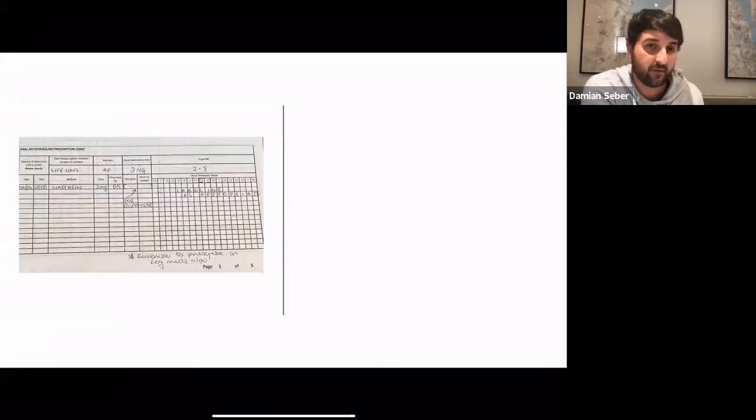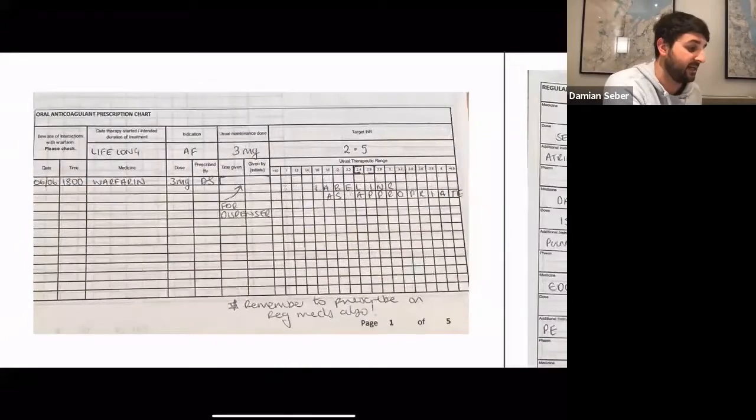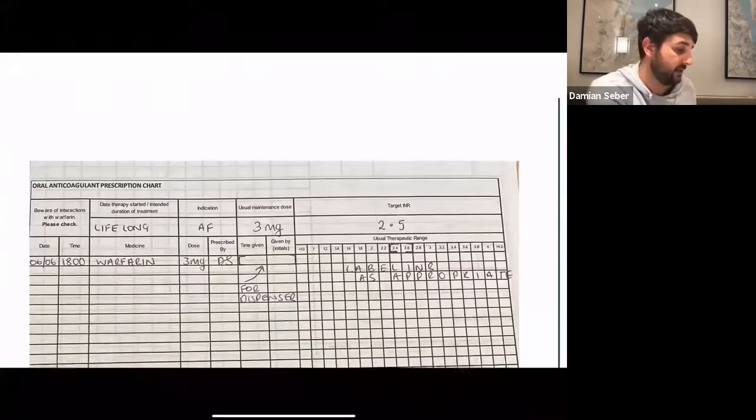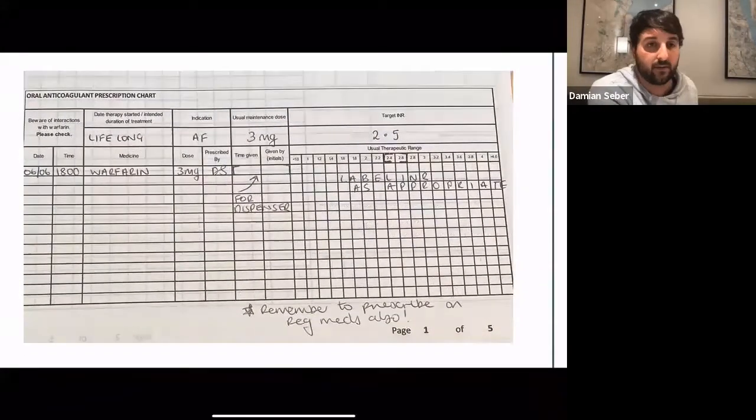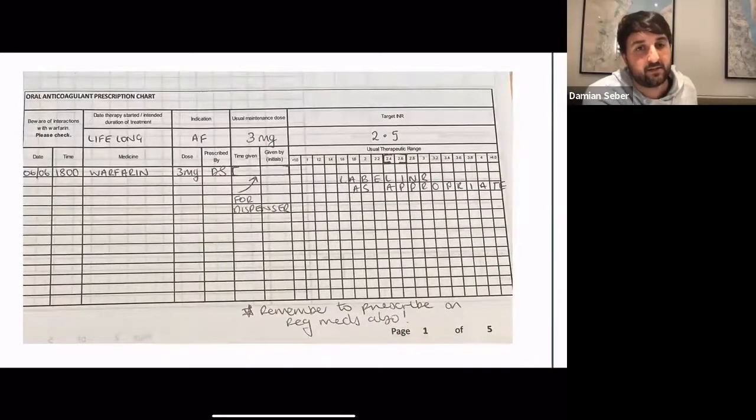So I've done a couple of prescriptions, like how I would write it out. So we've all seen this one from the front. So the duration of treatment, the indication, the dose, the INR range, label INR as appropriate, and then your actual prescription. So the date, the time, the medication, the dose, and your signature. And that's all that requires.